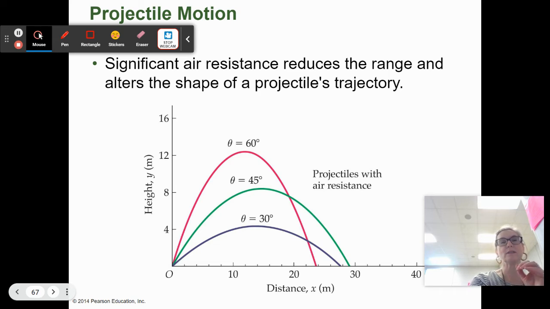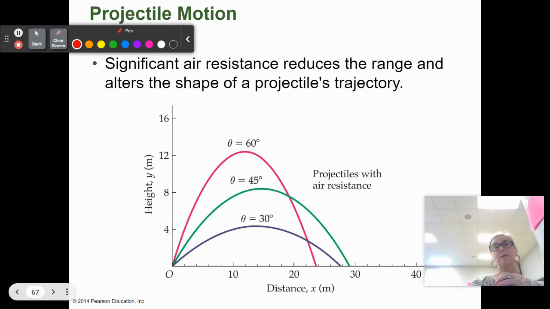If we incorporate air resistance, if we have a lot of air resistance and we can incorporate it, then all that does is it reduces the range and alters the shape of the trajectory. So instead of being nice and wide, it's kind of skinny. That's the only difference between incorporating air resistance and not incorporating it. It'll change the shape of the trajectory, the path.